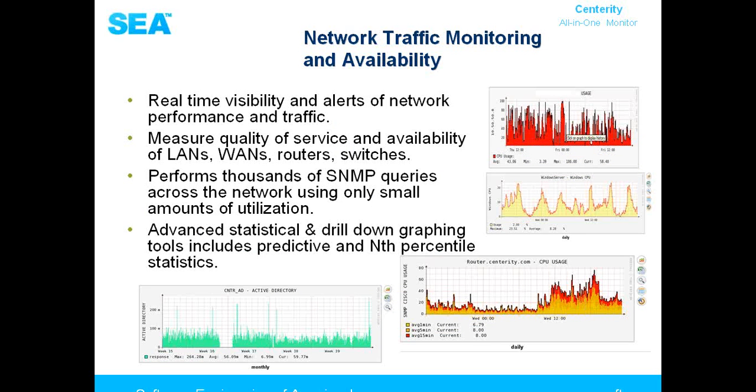You can also monitor your network traffic and availability. This gives you real-time visibility and alerts you to network performance issues or traffic issues. You can measure the quality of service across your WAN, your routers, your switches. So this real-time visibility gives you alerts, and you have a lot of different methods and graphs to view your KPIs. You can also create your own customized graphs.